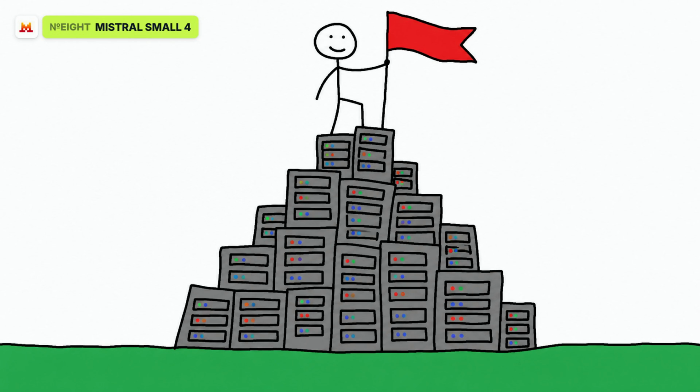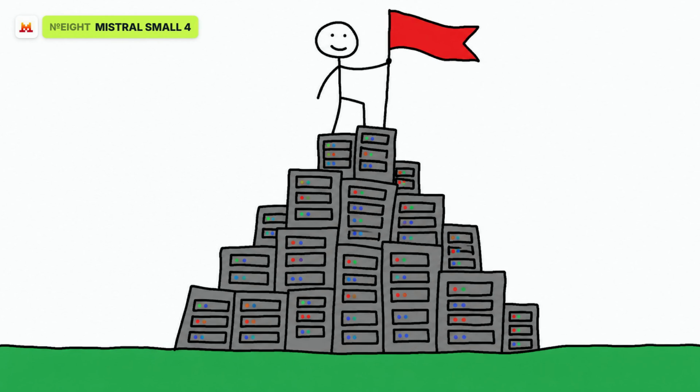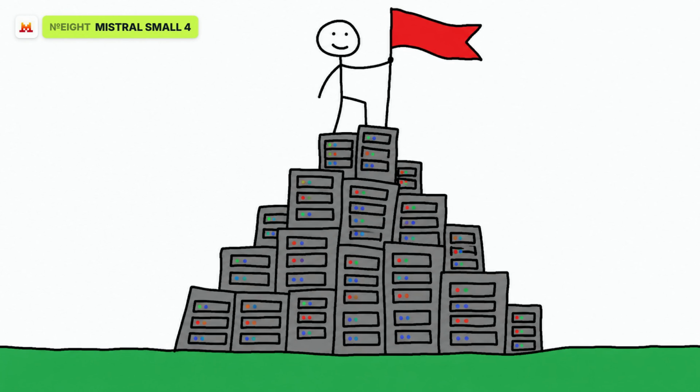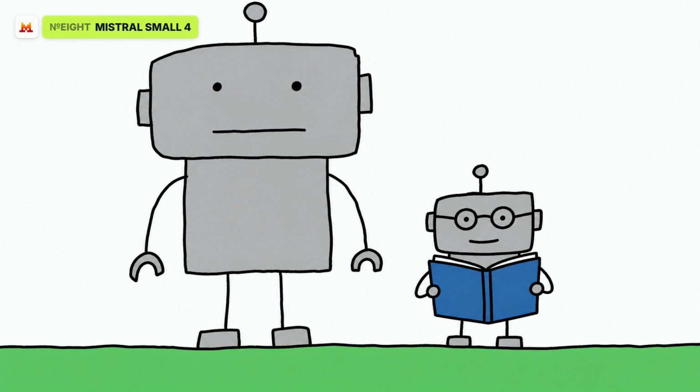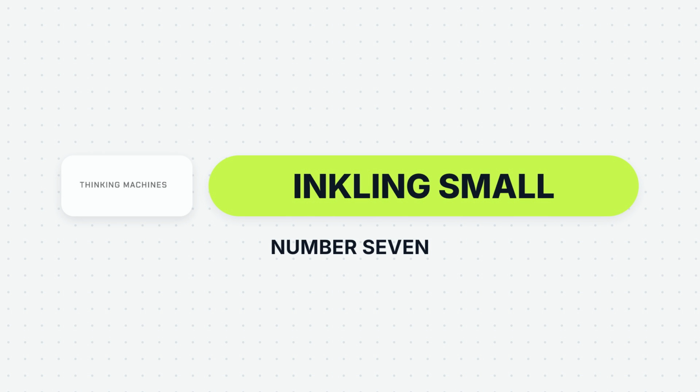And since you're firmly in server rack territory just to run the supposedly small version, it leaves a pretty obvious gap in the landscape. Does a model actually have to be big to be clever? Number 7, Inkling-Small.